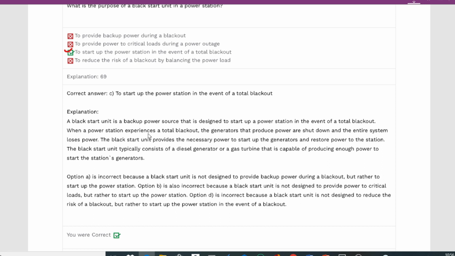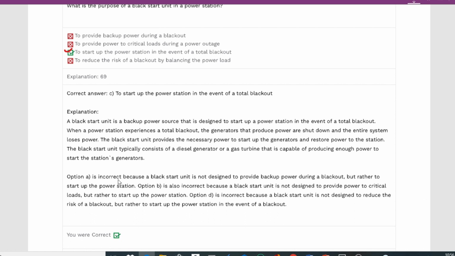When a power station experiences a total blackout, the generators that produce power are shut down and the entire system loses power. The black start unit provides the necessary power to start up the generators and restore power to the stations. The black start unit typically consists of diesel generators or gas turbines that are capable of producing enough power to start the station generators.